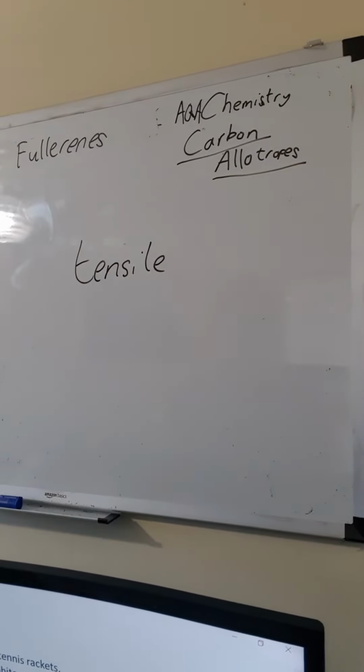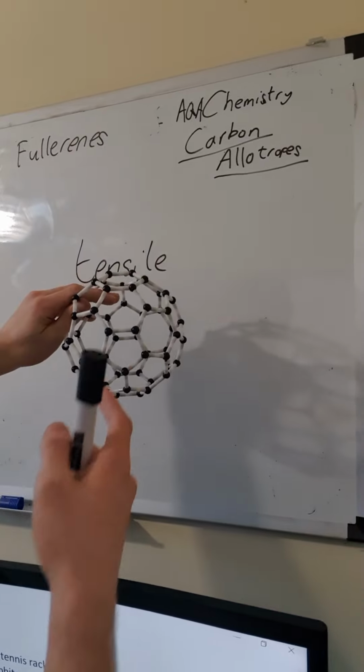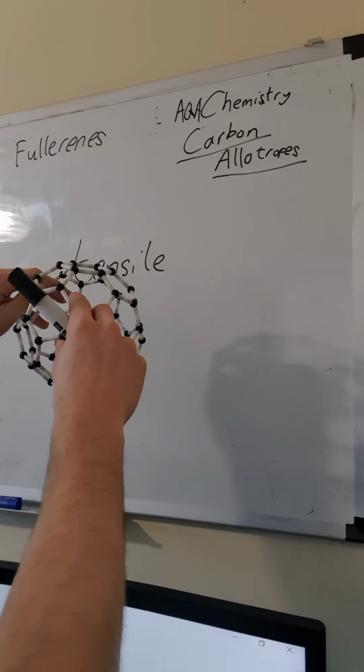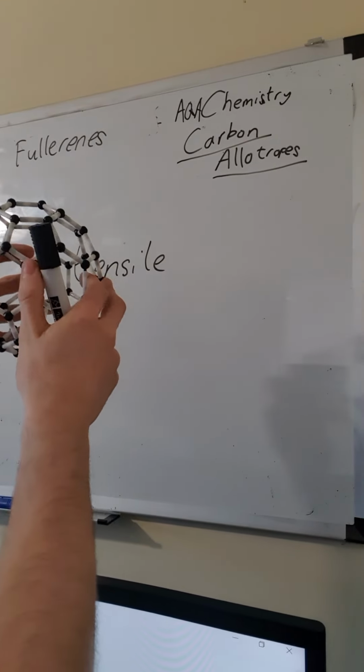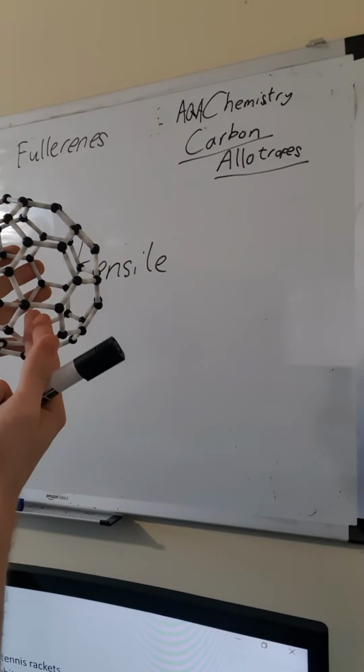And that means that they're used in reinforcing tennis rackets. They also have a high thermal conductivity because of those delocalized electrons. And they're also very slippy like graphene and graphite, so they can be used as lubricants.